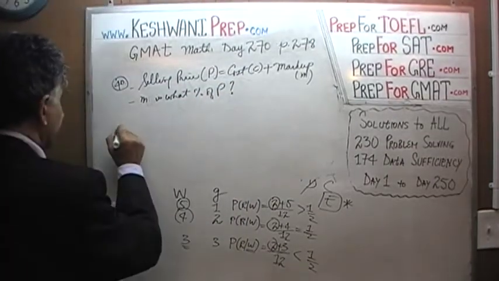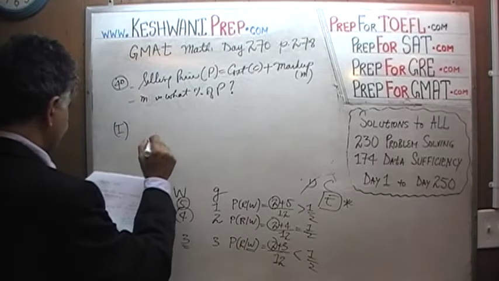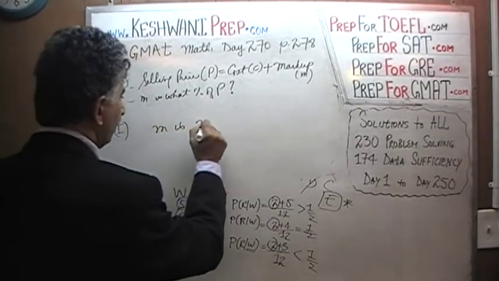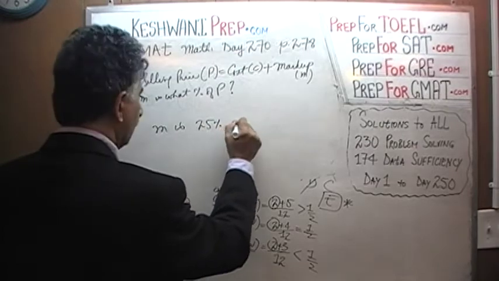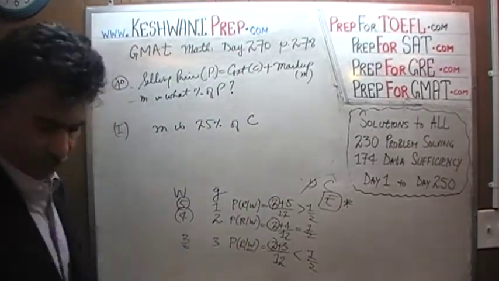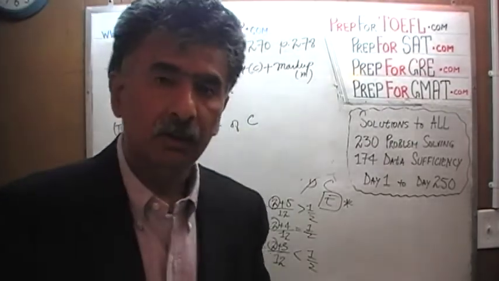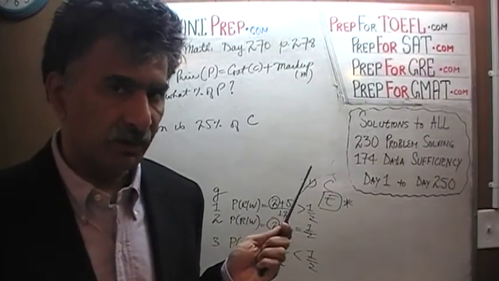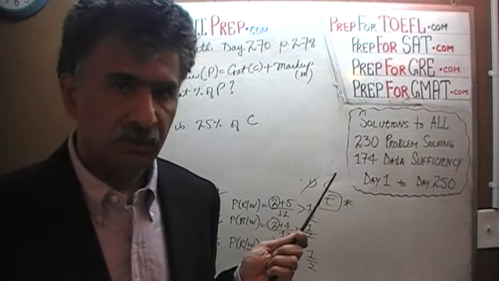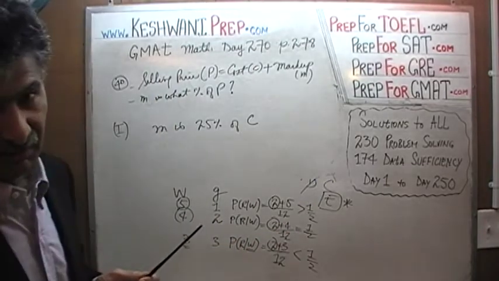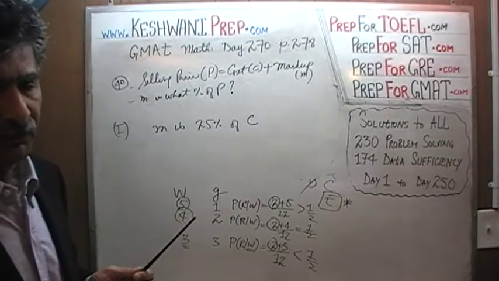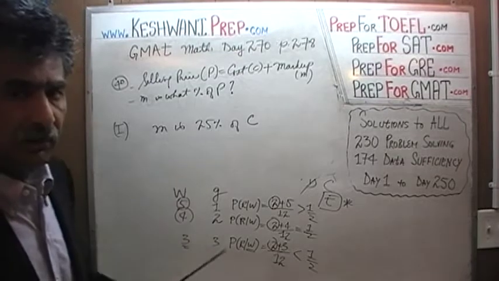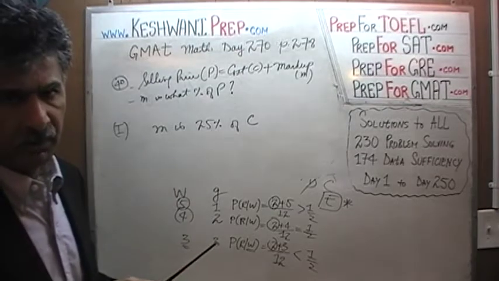Let's look at the first statement. The first statement tells us that the markup is 25% of cost. Now listen, there are 2 ways we can go about this problem. One is to actually solve this in a very traditional, orthodox, algebraic way, or we can just plug in numbers. I like to just plug in numbers because it saves time, particularly when we're dealing with percentage problems. A nice number to plug in would be 100.